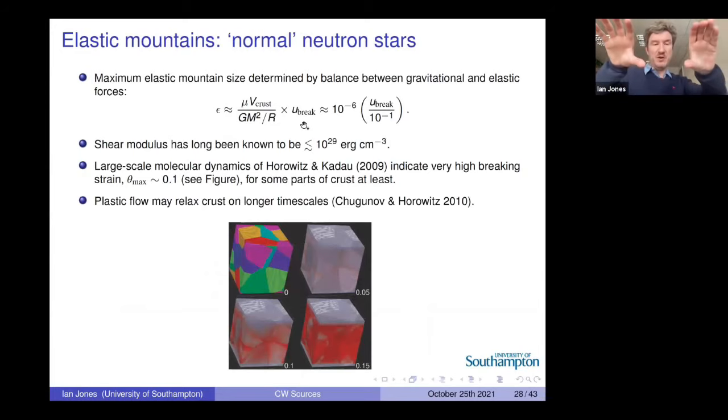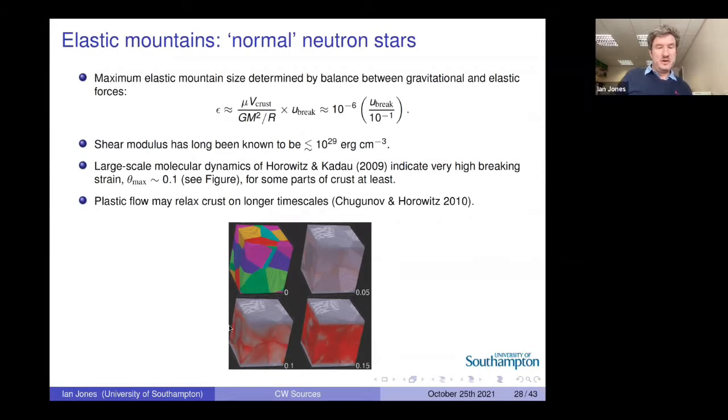So the breaking strain is if you took a bit of crust, bent it through some angle, how large an angle can you bend it through before it breaks? That's not well known. That's less well known than the shear modulus and volume of the crust. Shear modulus is relatively well known. It's about 10 to the 29 in CGS units. Breaking strain is more difficult to get at, but some people have attempted it though.